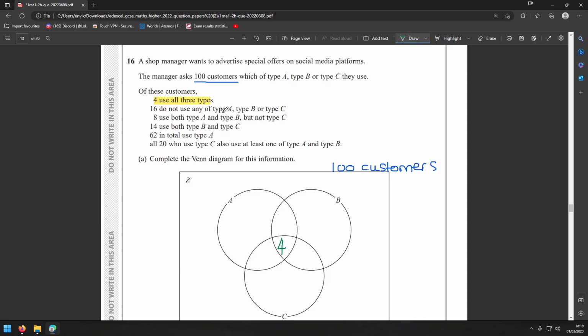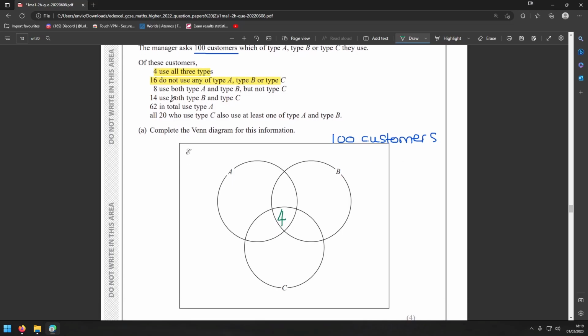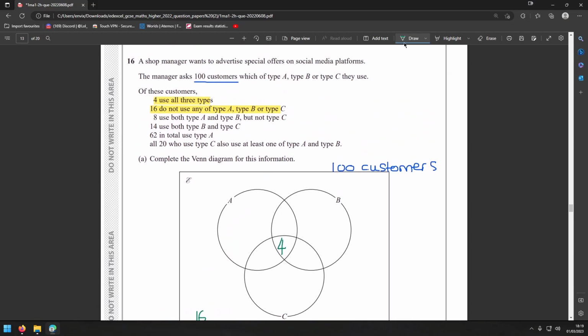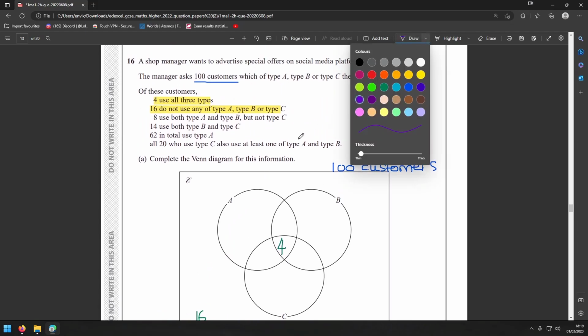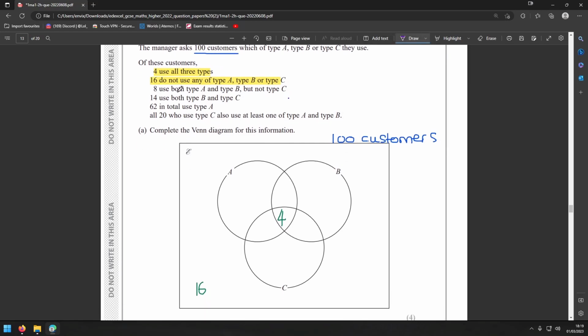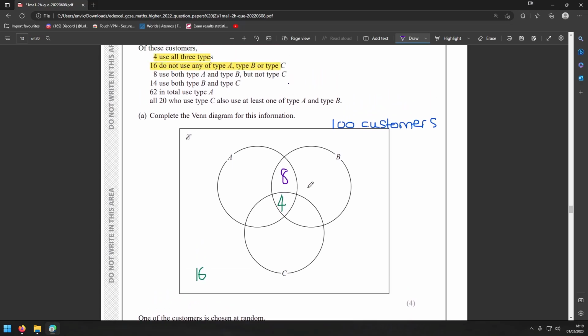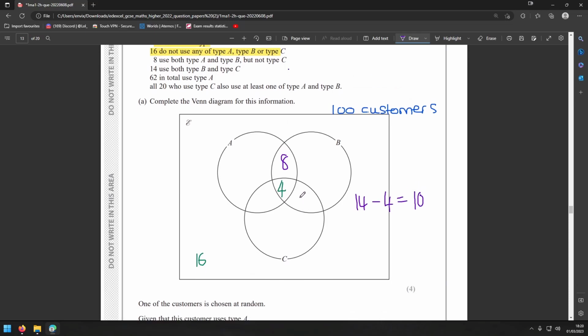And the second piece of information, we can plug it in straight away, as 16 do not use any of type A, type B, or type C. So we still need to keep that inside the box, because the box represents the Venn diagram, and you need to show this for the examiner. And the third piece of information that we can put is that 8 use type A and type B, but not type C. If it states specifically that it doesn't use type C, then we can put that in type A and B, and that is very important because it shows you that type C is not included.